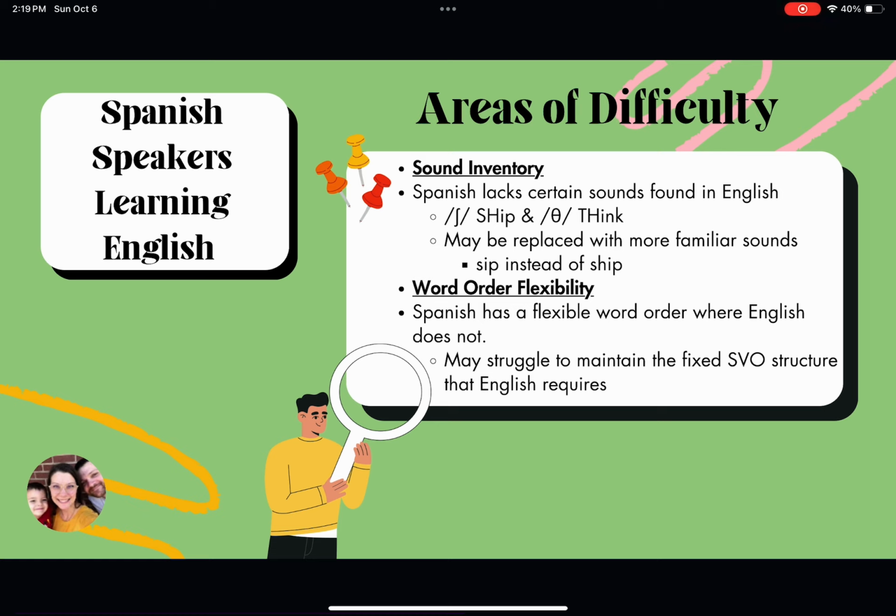Since English has a more rigid SVO word order, Spanish speakers who are used to a flexible word order might find it challenging to always maintain the fixed subject, verb, object structure in English.